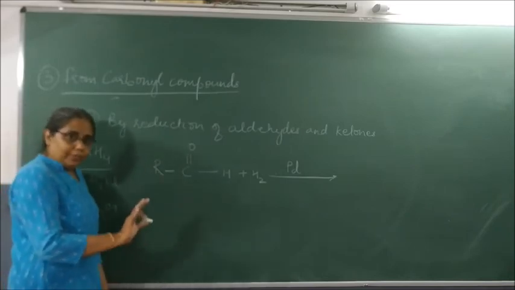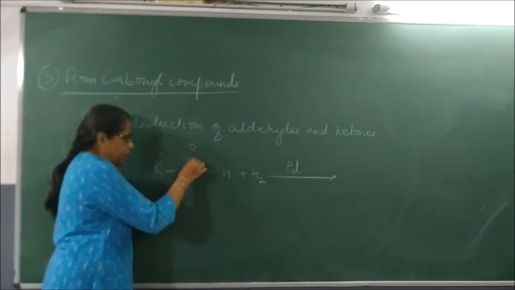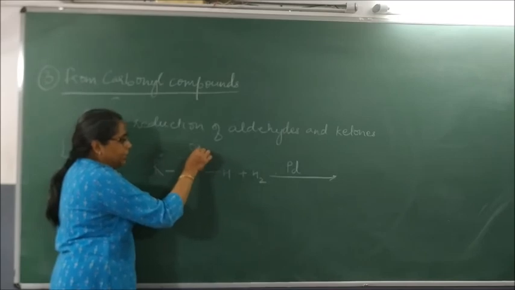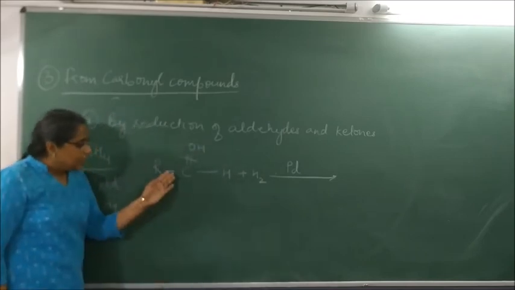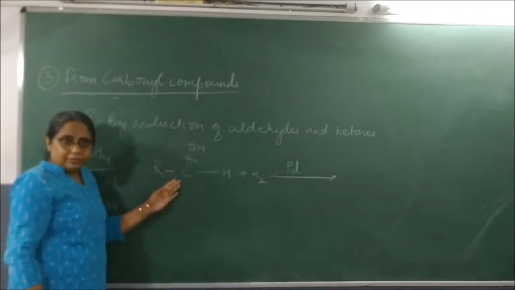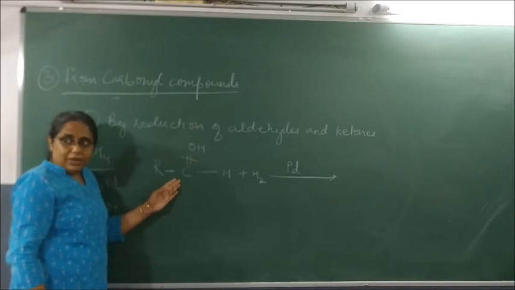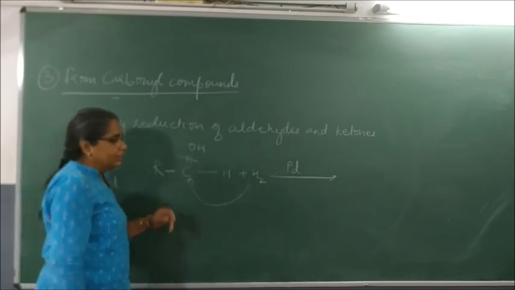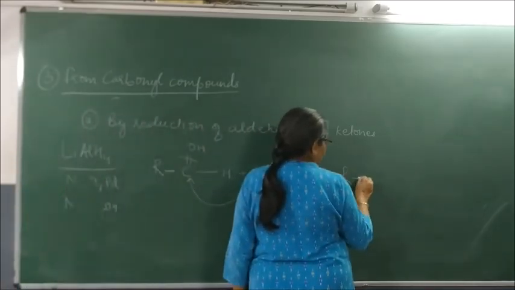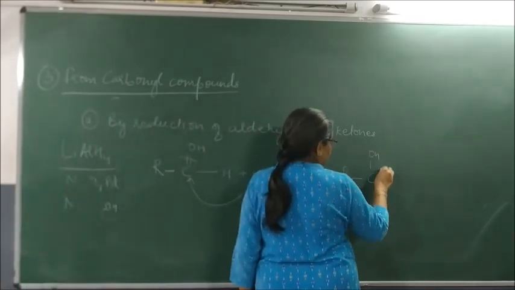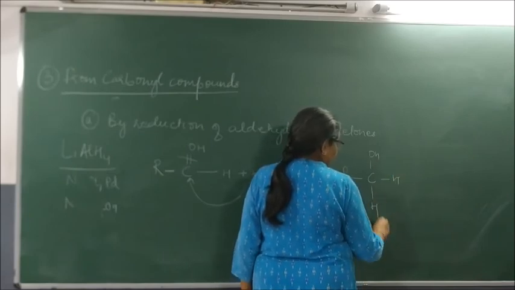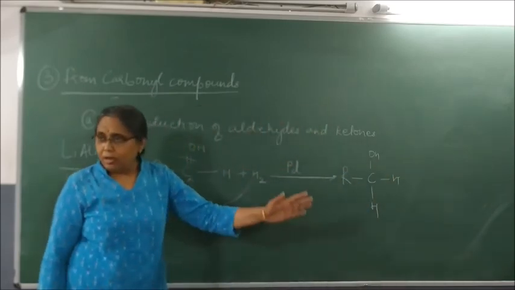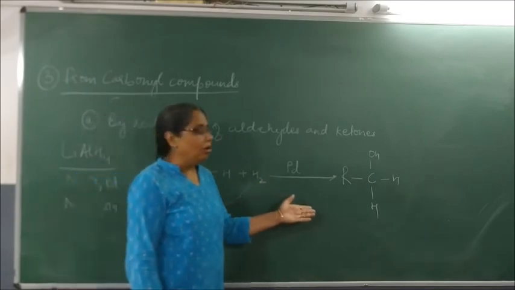The double bond will break. This bond breaks. What will happen? One H will come here. Is the carbon satisfied? No. So one H will come here. So what will I get as the compound? R, C, OH, H and then H. What is this alcohol? Primary alcohol.